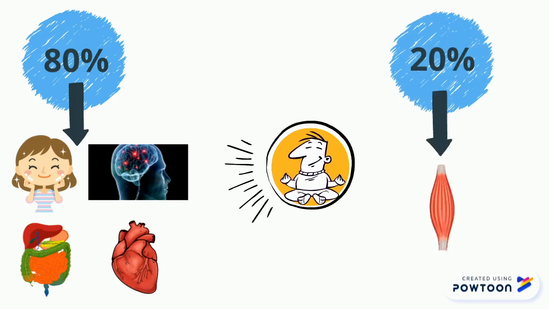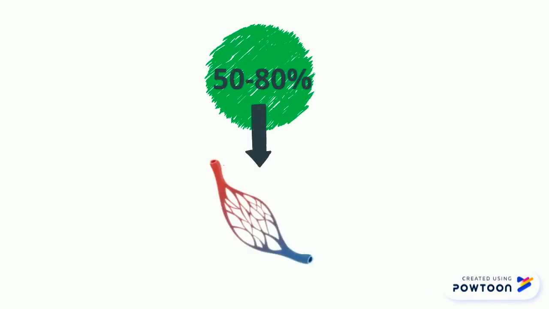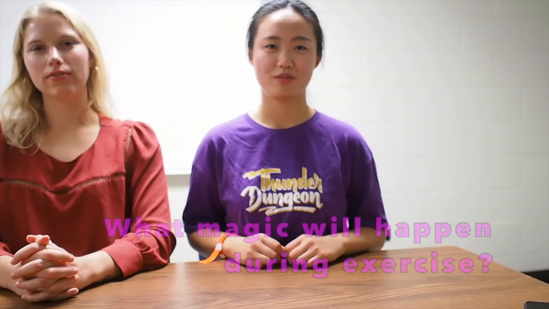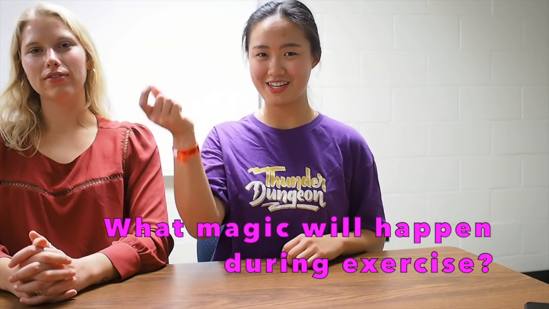Because they're only working to maintain posture at rest, the oxygen demand is lower than if they were moving while exercising. With less oxygen demand, the capillaries, which are very thin blood vessels that help us exchange oxygen and nutrients, are mainly closed. 50 to 80% are open at any one time. So what magic will happen during exercise?